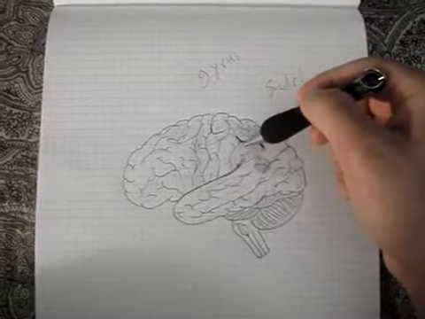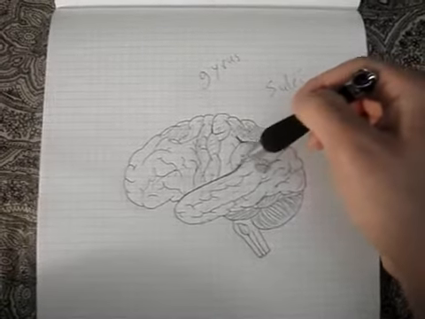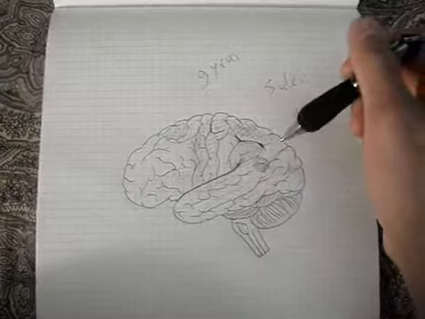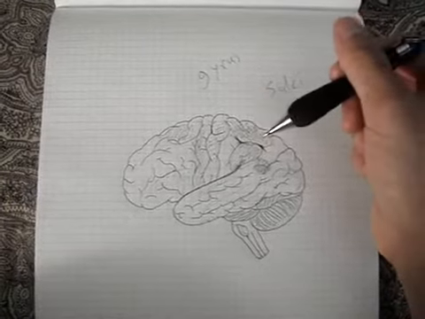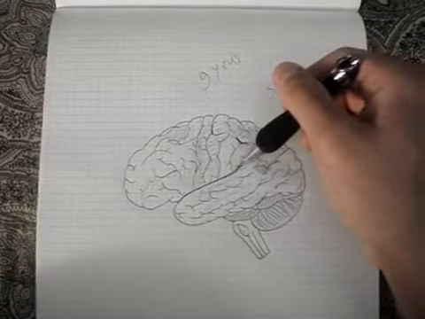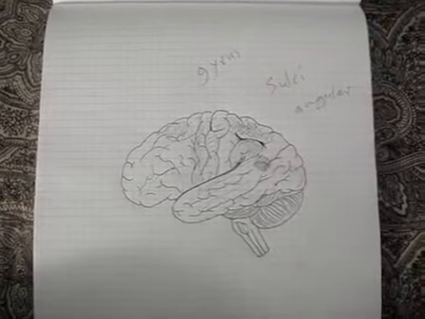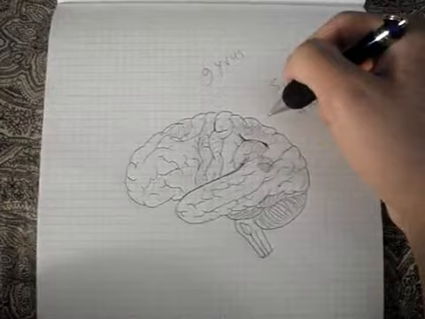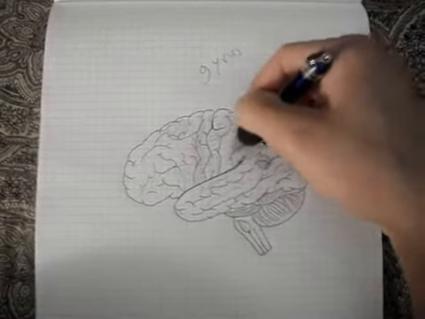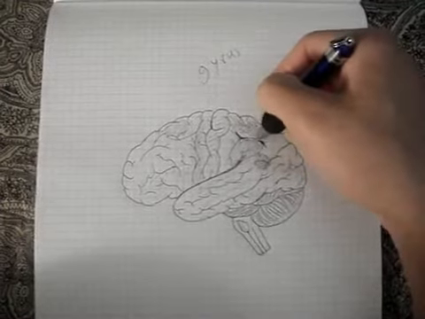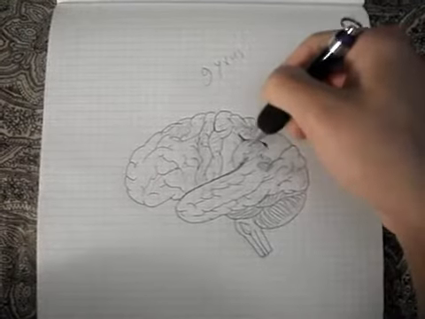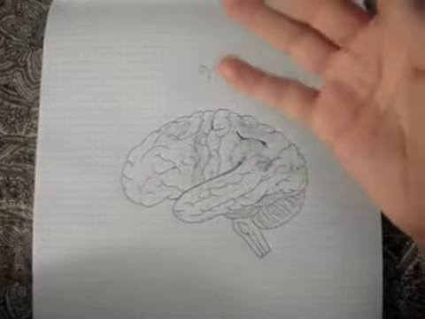Then below the intraparietal sulcus, you have the supramarginal gyrus, and this cortical functional area is called the sensory speech area. It is also called Wernicke's area, meaning speech comprehension occurs here. To understand speech takes place here. Damage to here means you cannot understand speech.